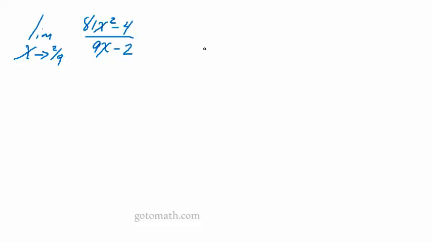So we have the limit as x approaches 2/9. Like I said, sometimes that fraction is not reduced down, so you need to go ahead and reduce it, if you will. We've got 81x squared minus 4 over 9x minus 2.